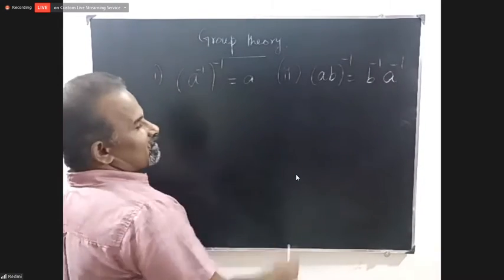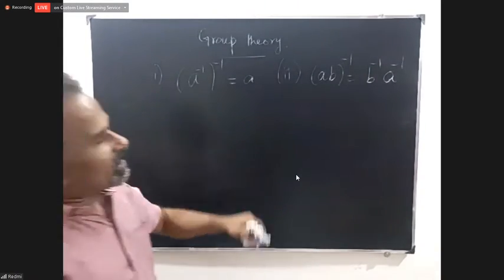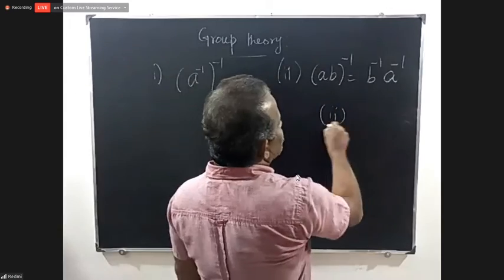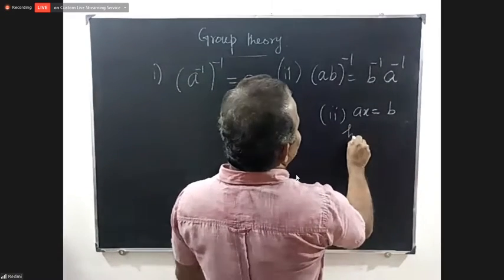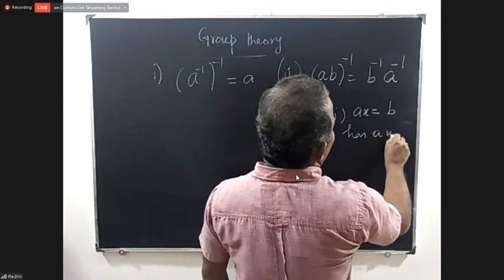The third one is the equation AX is equal to B has a unique solution.